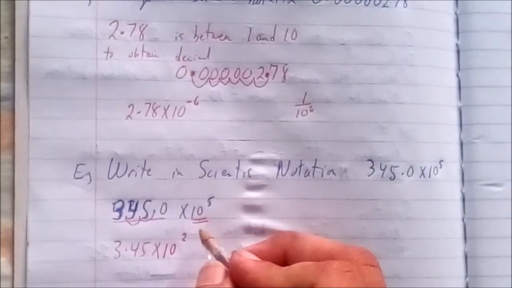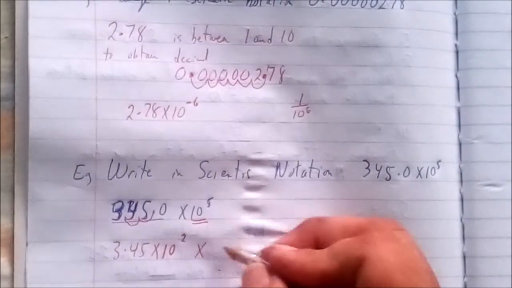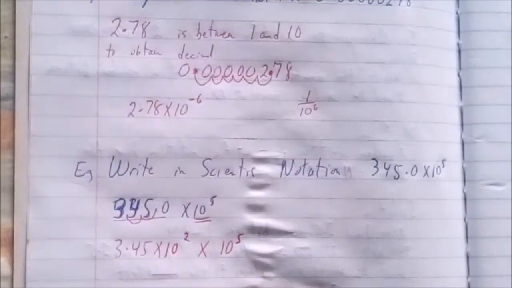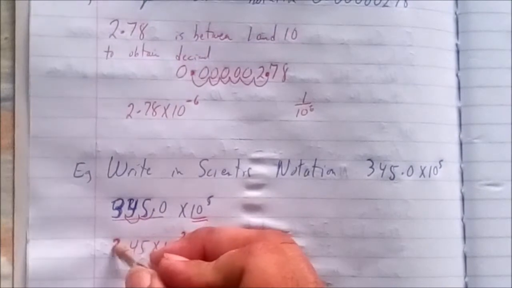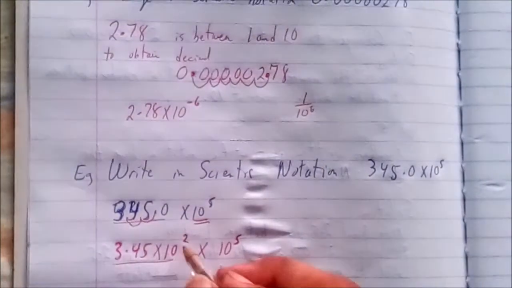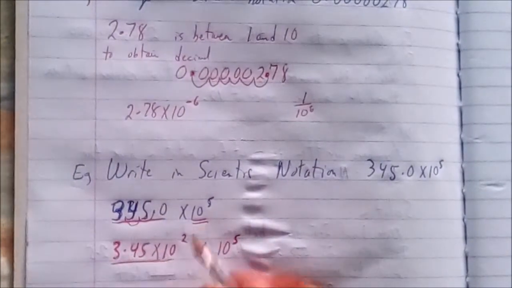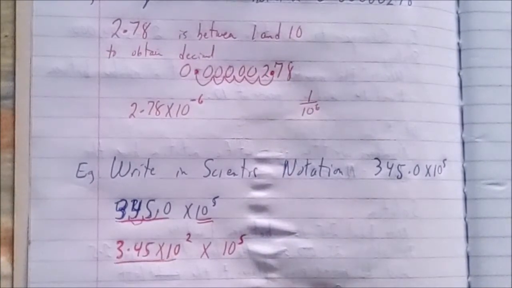This next piece here is what will come down here. So now we'll say times 10 to the fifth power. Okay, now notice, write this down darker. This 3.45 times 10 to the second power came from this piece here, and 10 to the fifth power comes down here. Now we have not finished yet.